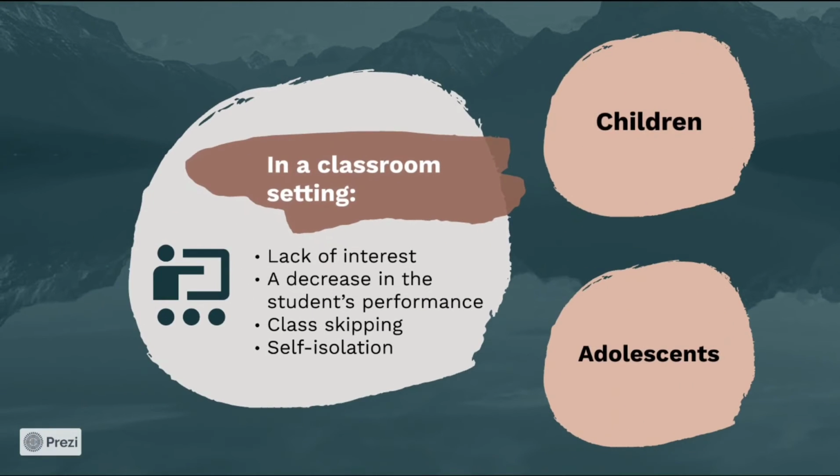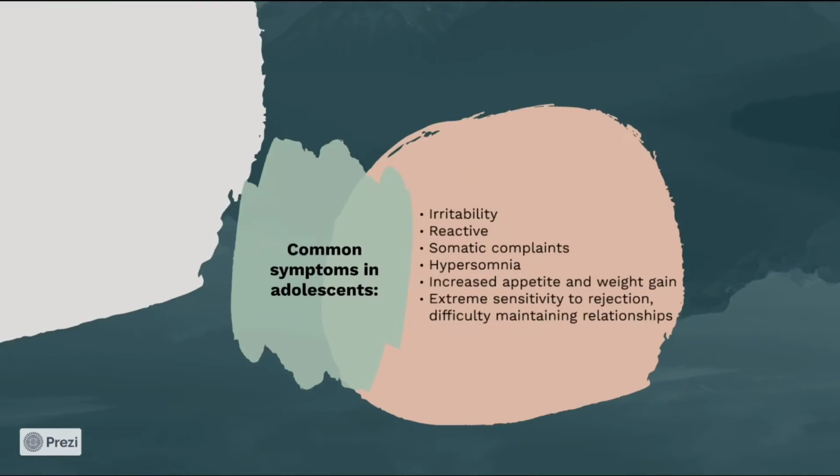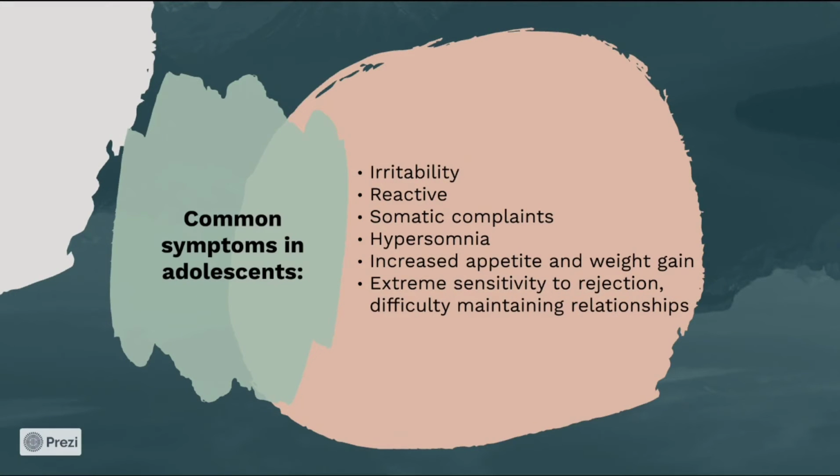Now let's take a look at the presentation in adolescents. Here we have all the previous symptoms plus hypersomnia, increased appetite and weight gain, extreme sensitivity to rejection, and difficulty maintaining relationships.